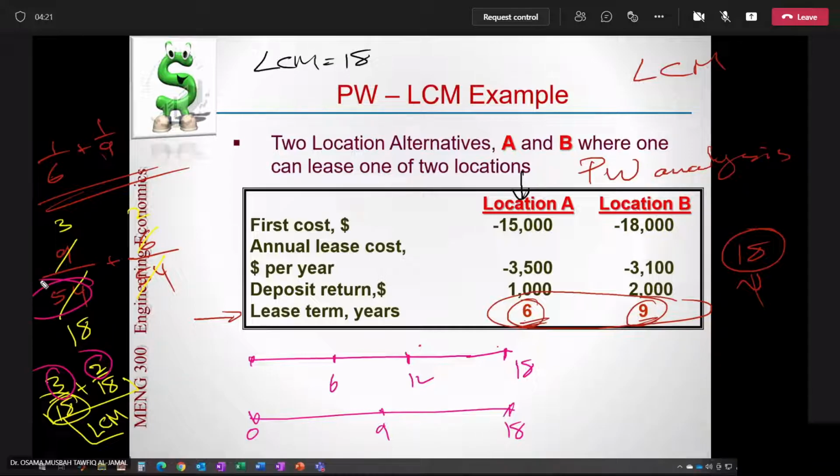Someone might leave it as 54. There's no problem, but how many times are you going to do it? 9 cycles. You're going to repeat this 9 times, from 0 to 6, 6 to 12, 12 to 18, 18 to 24, and so forth until you reach 54. You're going to waste your time in this calculation.